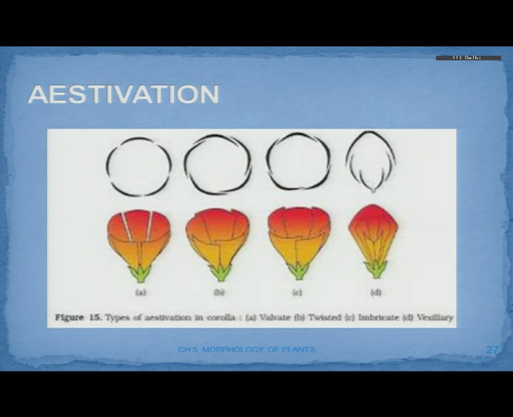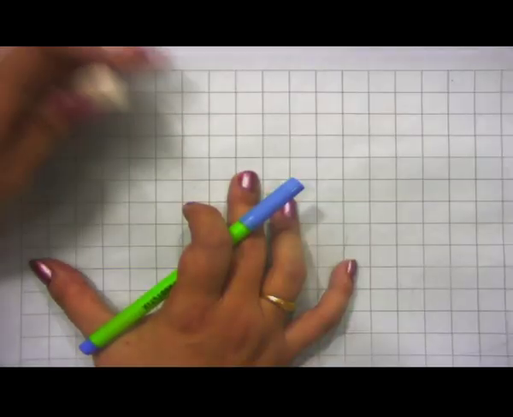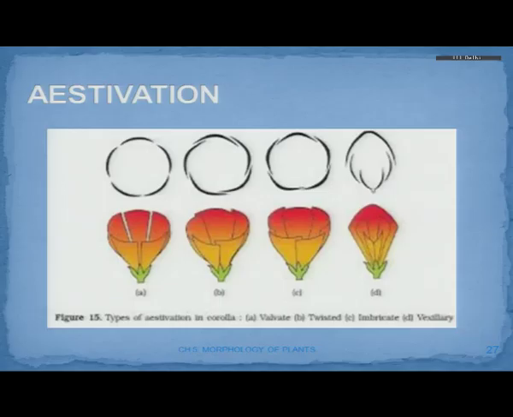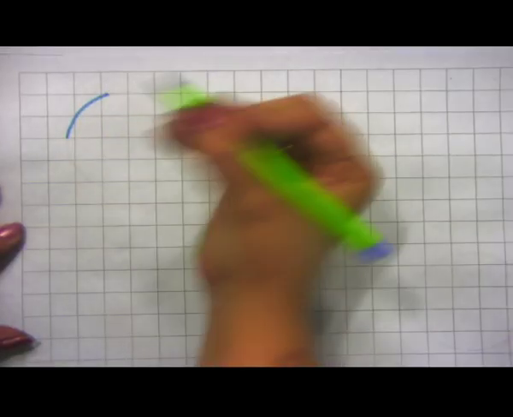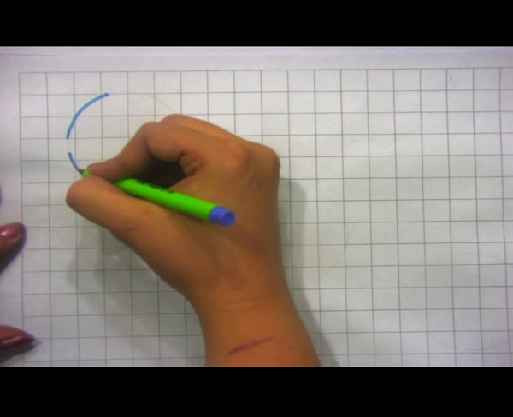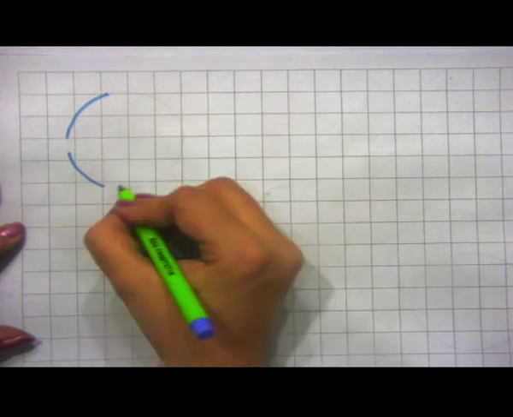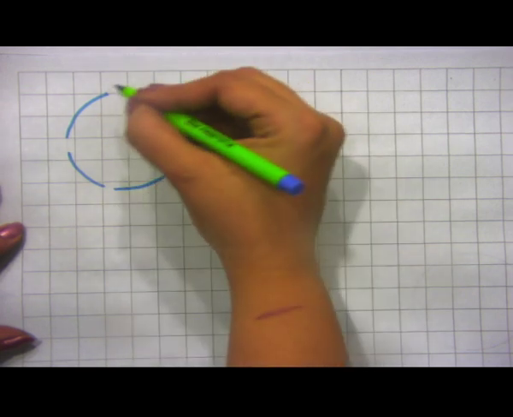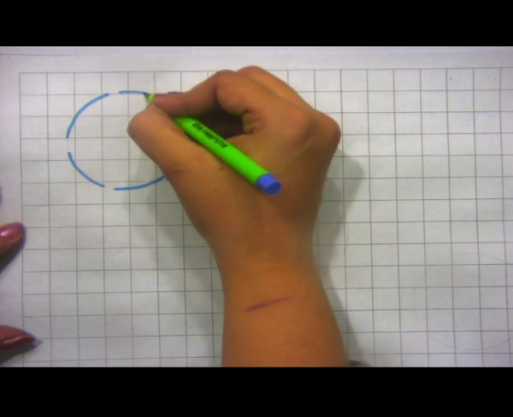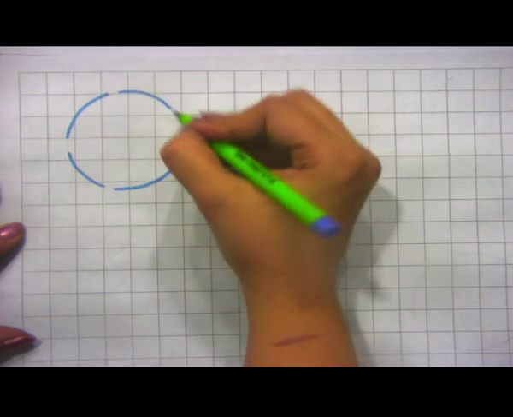Initially, this will help us to make clear and accurate diagrams. Suppose first of all we have to show valvate aestivation. Let us begin. So, in valvate aestivation, the petals or the sepals do not overlap each other at all, and we will draw a pentamerous flower here.